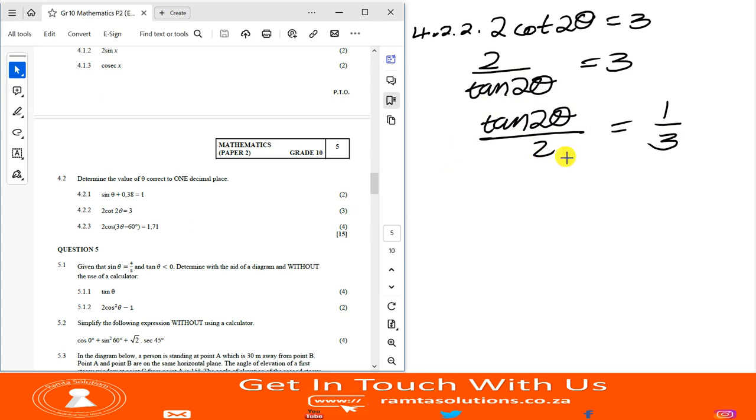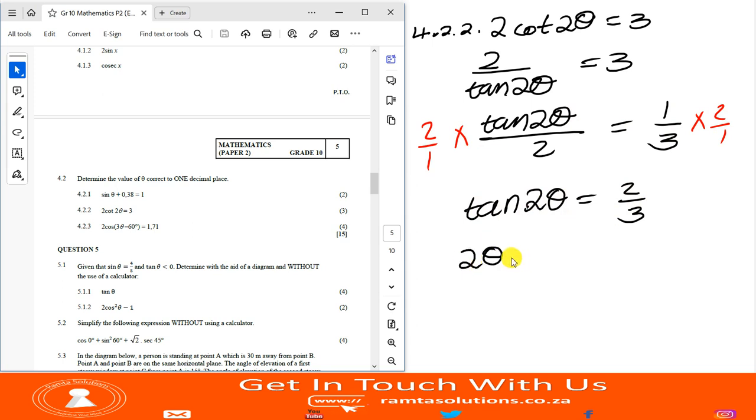Now, step by step, guys, we multiply throughout by 2. When we do that, let me use a different color. What do we have? We have tan 2 theta equals 2 over 3. How is that? Better, right? Now we can find the inverse. 2 theta equals tan inverse of 2 over 3.